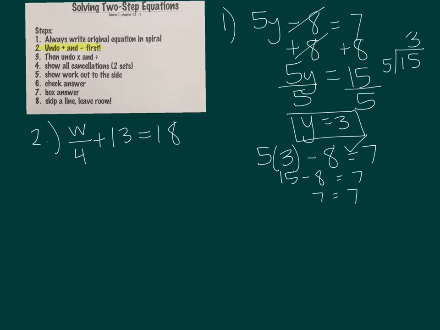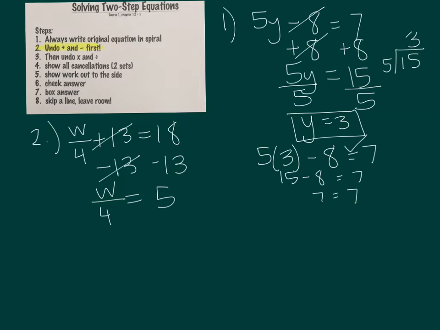Let's try another one. This one begins with two different operations. Back here we had multiplication and subtraction that we had to undo. Here we have division and addition that we have to undo. We always undo addition and subtraction first. Therefore, minus 13 is how we have to begin both sides. We show our cancellations. 18 minus 13 is now what we have to do on our right-hand side of the equation. That's 5. So something divided by 4 equals 5.